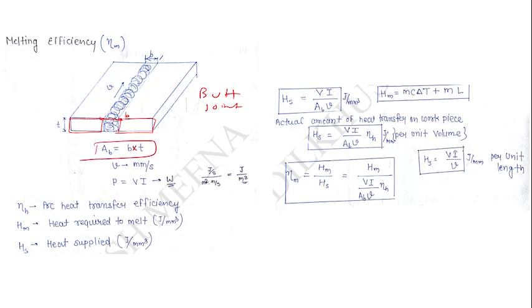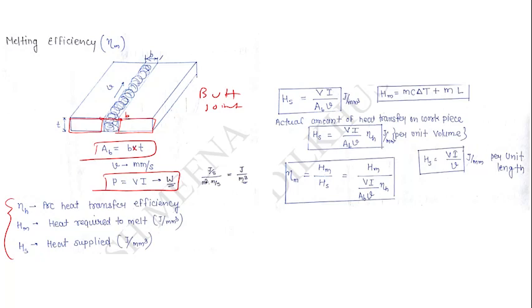So there are a few terms. Your power will be V into I, and small v is your feed rate or your welding rate. There are also a few terms: heat transfer efficiency, heat required to melt, and heat supplied.